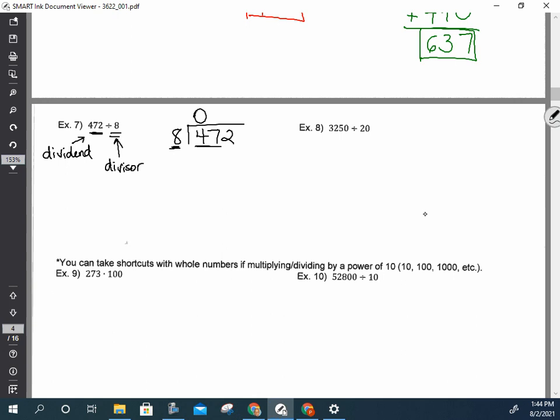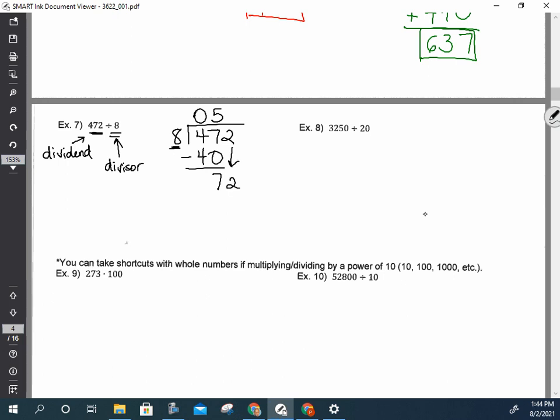8 divides into 47 5 times. So we want to figure out how many times can it divide without going over. 8 times 5 gives me 40. 8 times 6 would give me 48, and that's too much. So 5 times 8 is 40. We're going to get rid of this line underneath here, just to avoid a little confusion. 5 times 8 is 40. 47 minus 40 is 7.